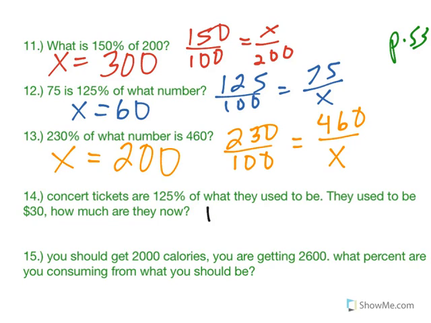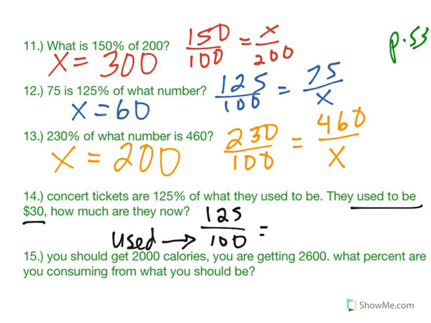Okay, so start with the percent. And think about what that means. 125% of what they used to be. So the denominator is what they used to be. So when you think about they used to be 30, the 30 goes on the bottom. Now is on top, right? Now they're 125%. So when you think of it that way, now we have our proportion, we can cross multiply, and we come up with the fact that these tickets are now $37.50.